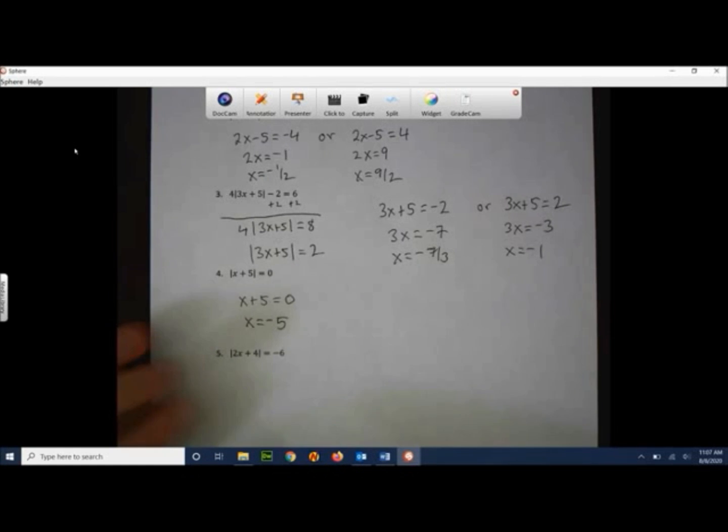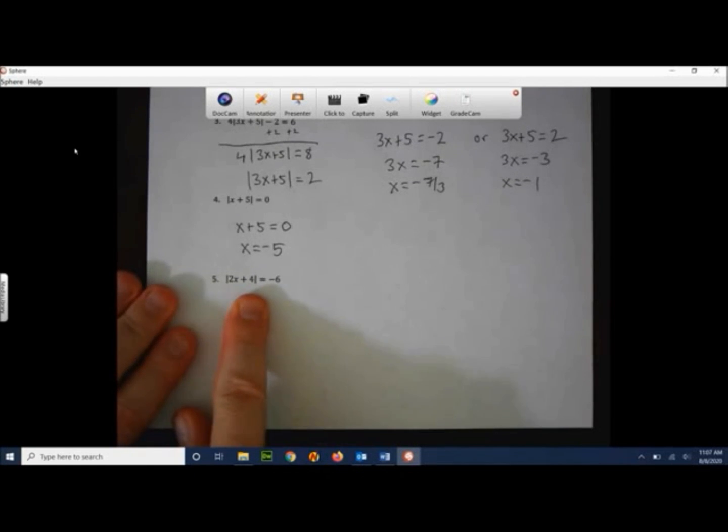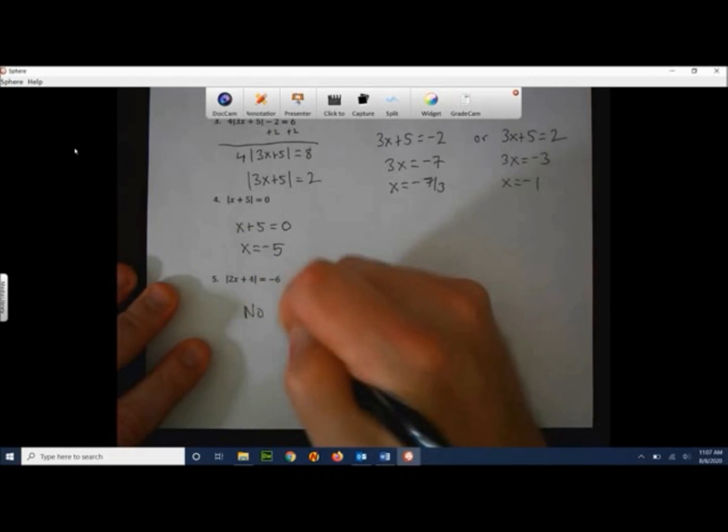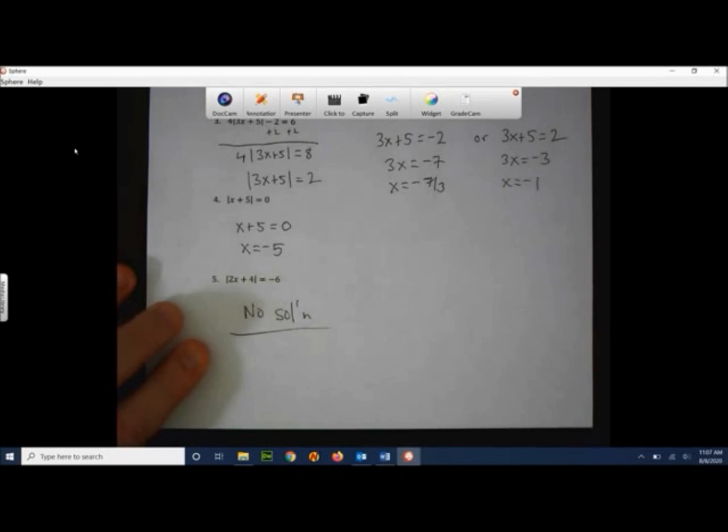And then finally you have these, which are even a little bit trickier. These are a little bit nasty questions. But think of what happens here. On the left-hand side, I take an absolute value. When I take an absolute value, I never get a negative answer. If I take absolute value, I might get 0, or I might get positive answers, but I never get a negative 6. So this is kind of a trick question. This one has no solution. There's no answer to that equation.